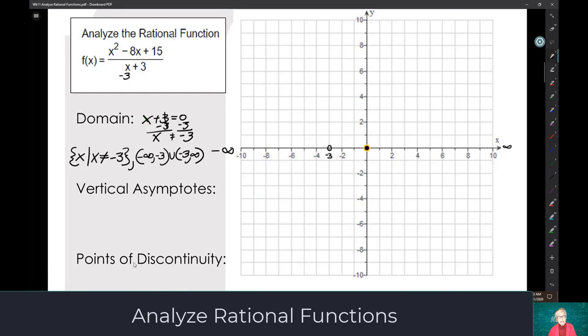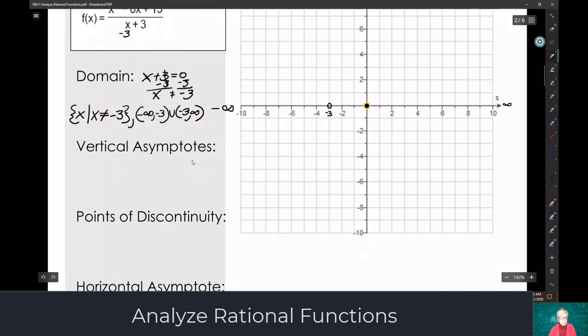So that's the two ways you would find your domain.